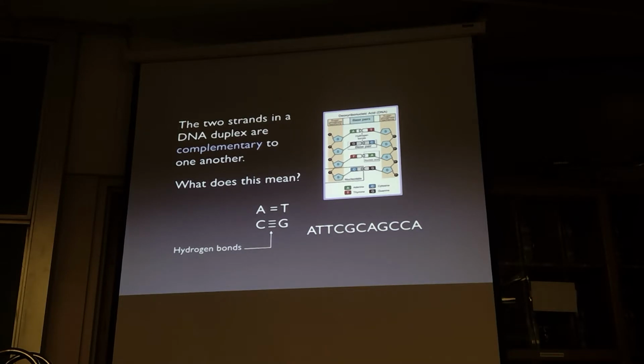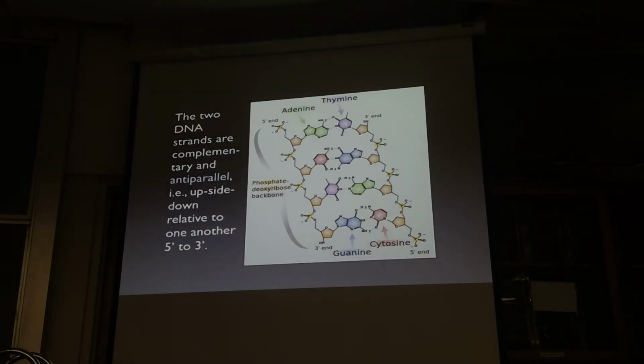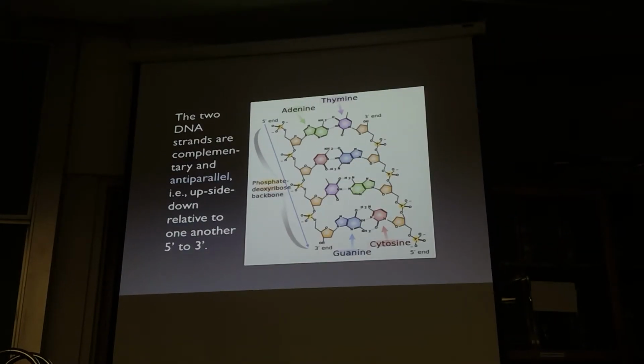So if you have that sequence, you know the complement is complementary bases. So you automatically know. And again, this is very significant. The other thing is these 2 strands are anti-parallel. So where one is 5' at the top, 3' at the bottom, the other one is the other side up: 5' at the bottom, 3' at the top. So anti-parallel means they're side by side, but upside down relative to one another.